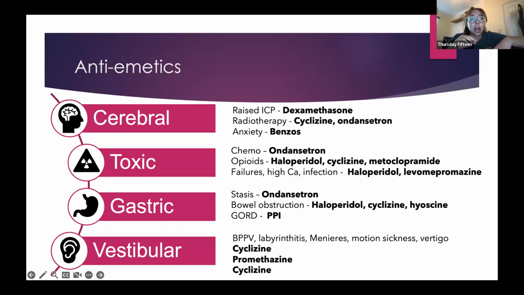And then other toxic examples of nausea are things like liver failure, because the bilirubin can make people feel sick. Renal failure, uremia makes people feel sick. Having a high calcium makes people nauseous, and different infections, particularly UTIs. So haloperidol, levomepromazine are really good for things like that.